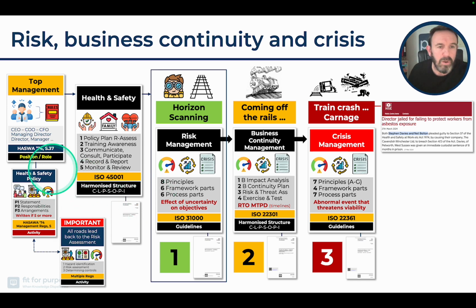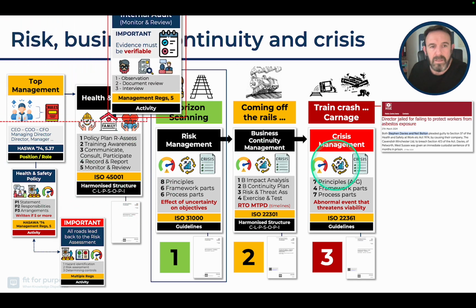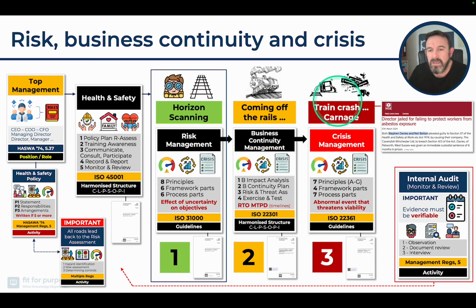So the last but not least is going to fly in here, and that is the all-important internal audit, that verifiable evidence, because we are looking to ensure that we are monitoring, reviewing, planning, risk assessing, consulting, and we are adhering to the legal requirements. So that's it. That's it for this test on this part. Not too bad.